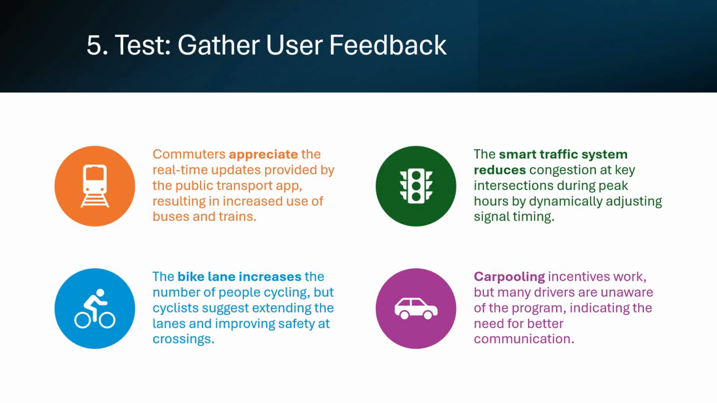The smart traffic system reduces congestion and you can understand it yourselves with the observation that you have already made and that you are making now. The bike lane increases the number of people who are cycling. This will be visual and we can also see congestion getting reduced because of this. Carpooling incentives work, but many drivers are unaware. So there is a need for a better campaign about this program. So we can gather these kinds of inputs, feedback from the users, and we can do what more has to be done, and whatever has picked up already can be implemented in other areas.